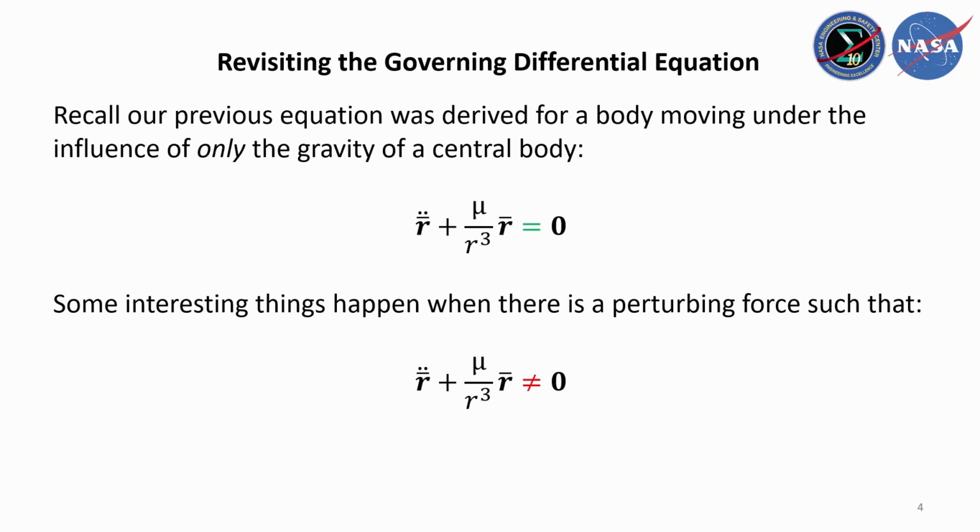Recall our exploration of the two-body problem began with the derivation of the governing differential equation. The equation was derived based on the assumption that only the gravity of the central body was acting. But reality is different than the ideal case, and some interesting things happen when a perturbing force is added such that the right-hand side of the equation is no longer equal to zero. We'll explore the consequences in this part.